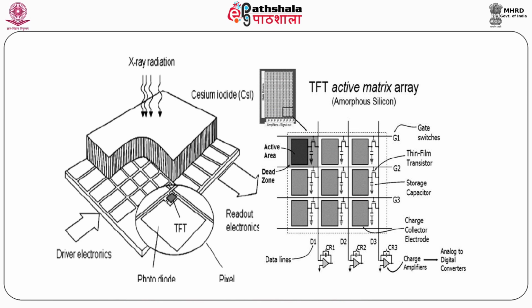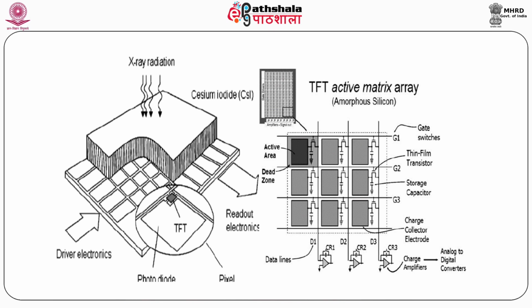The phosphor material is cesium iodide or amorphous gadolinium oxysulfide. So, when X-ray hits these detectors, structured phosphor using cesium iodide, when X-ray is incident on cesium iodide, it produces light. Then using either charge coupled devices or TFT, the light signal is converted into an electrical signal, and then the electrical signal is drawn out by using TFT.